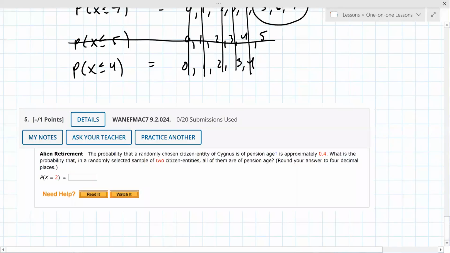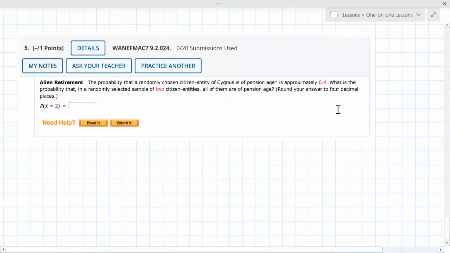All right, alien retirement. Okay. Probably that a randomly chosen citizen is a pension age is 0.4. That's your P. Your P is 0.4. Randomly selected sample of 2 citizens. So that means N equals 2. That they're giving you the sample size. What's the probability that X equals 2?